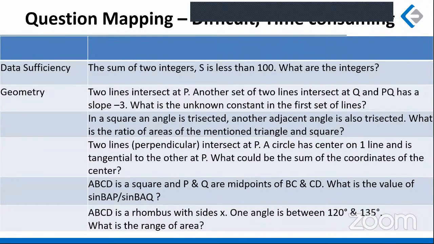Among the difficult ones, one data sufficiency question was there. Rather than difficult, it was a little lengthier. The summation of 2 integers is less than 100. What are the 2 integers? Now both the statements would have to be tried and solved. They cannot give you something alone, then combined, and again a lot of calculations, and almost you have to reach till the last value, actually finding the 2 integers. So that became a little lengthier. Both the integers could be found combined, but that became a little lengthy.